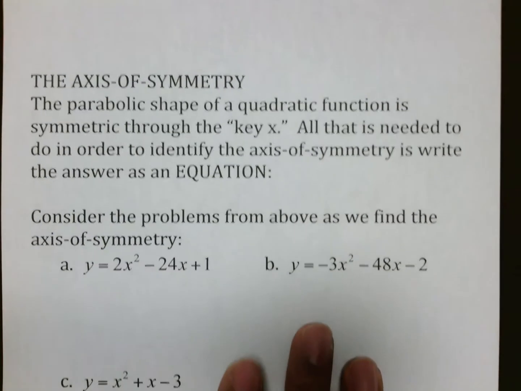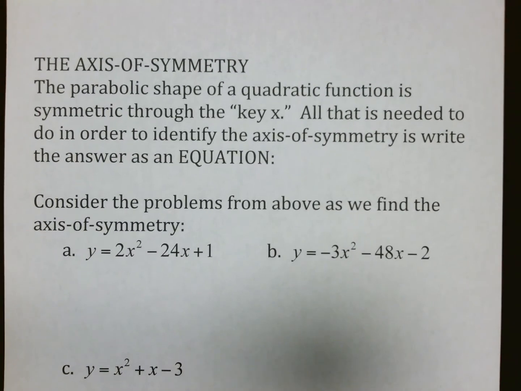I'm going to somewhat speed up a little bit here because I see that I'm already at 5 minutes and I need to keep your time at a decent, efficient rate. Axis of symmetry: in the parabolic shape of a quadratic function, it is symmetric to the key x. All that is needed to identify the axis of symmetry is to write the answer as an equation. Let me show you an example real quick on the back side of this.